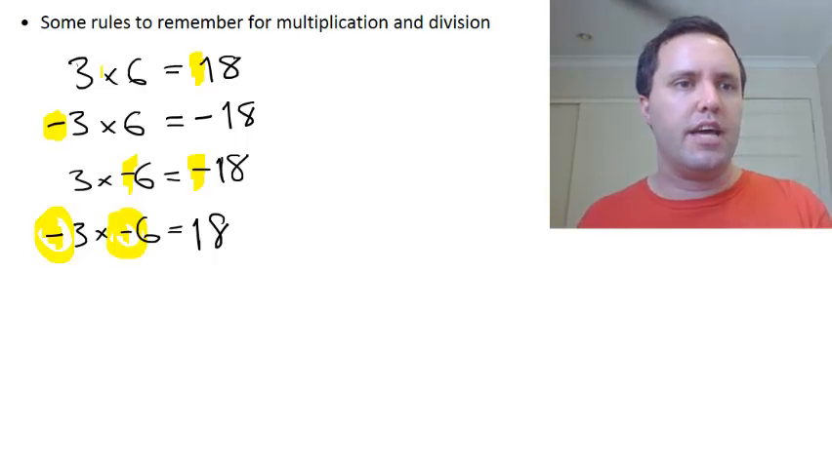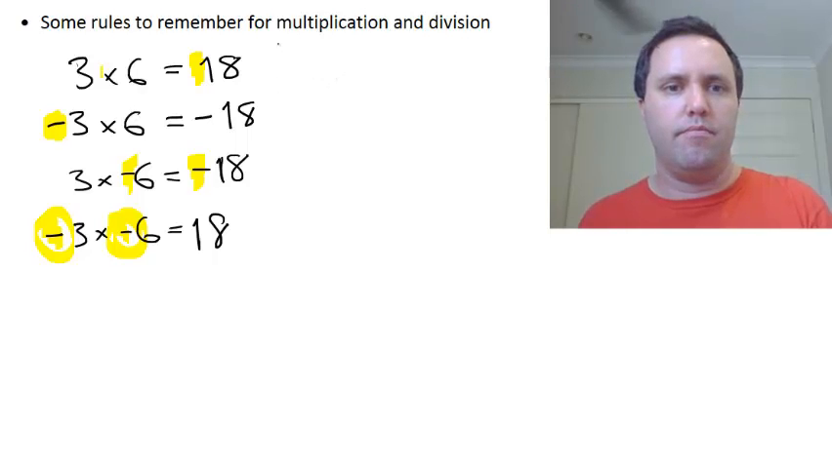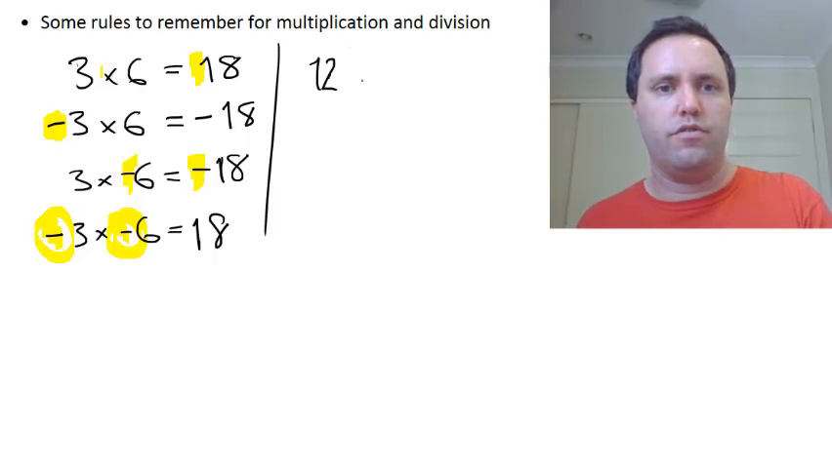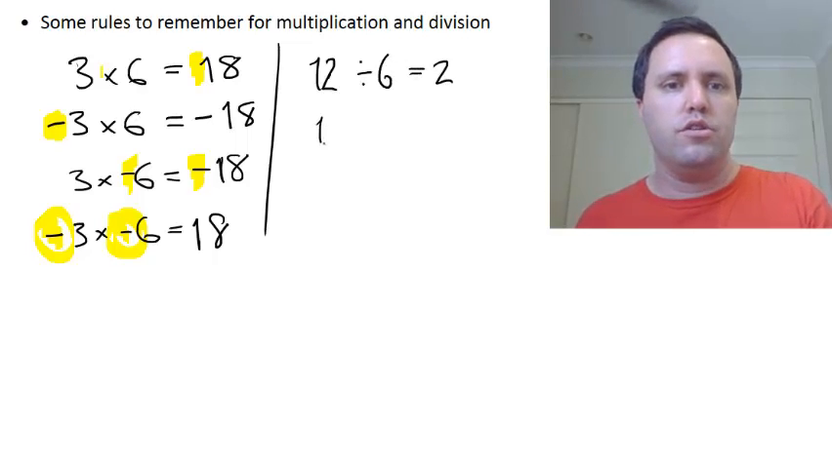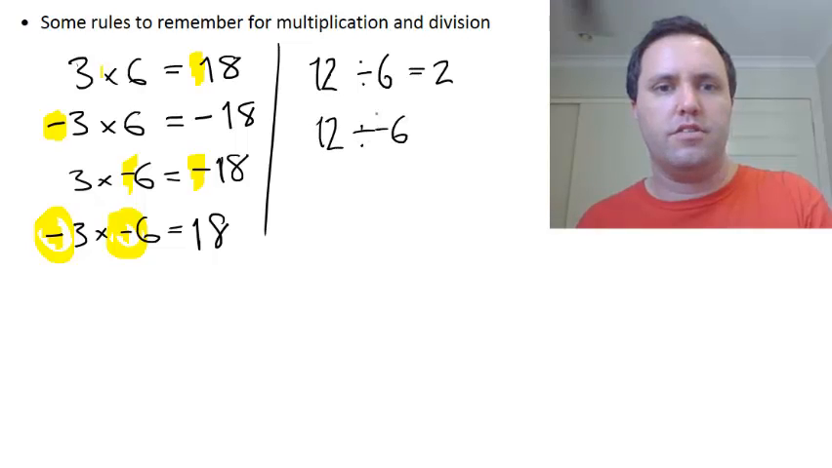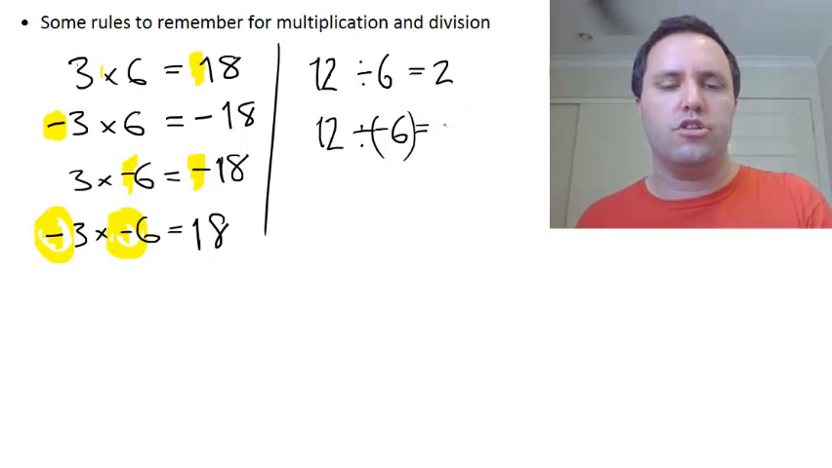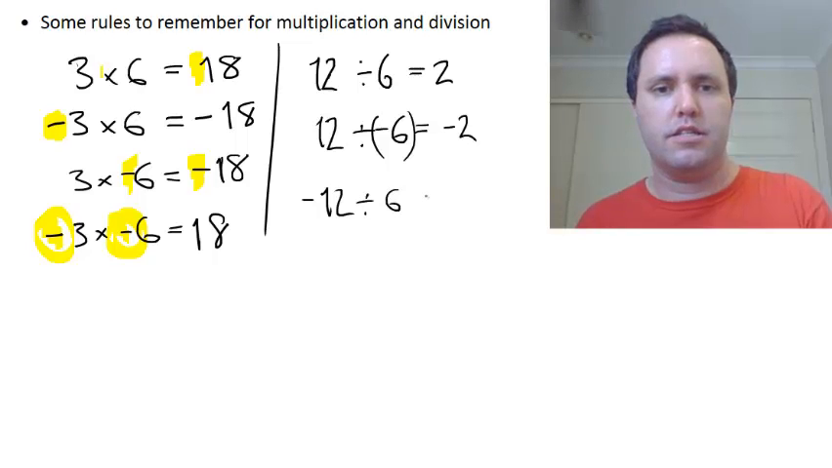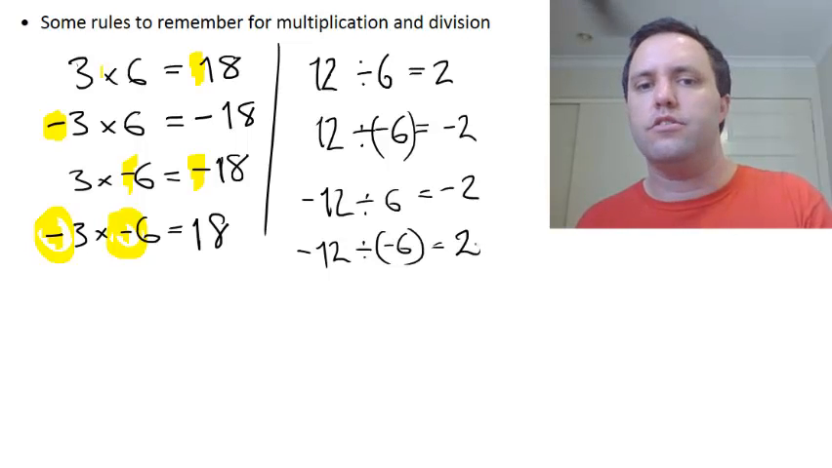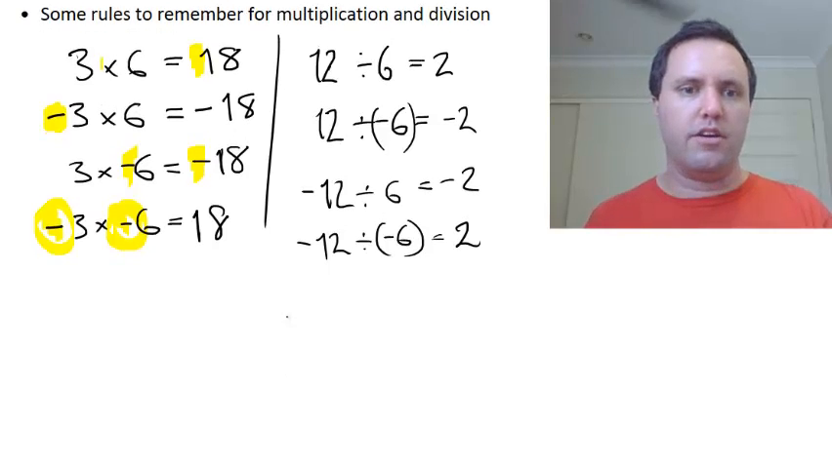Now, the same thing happens for division. So 12 divided by 6 is equal to 2. 12 divided by negative 6, I might put brackets there, is equal to negative 2. Negative 12 divided by 6 is equal to negative 2. And negative 12 divided by negative 6 is equal to positive 2. Okay, so kind of crazy there.